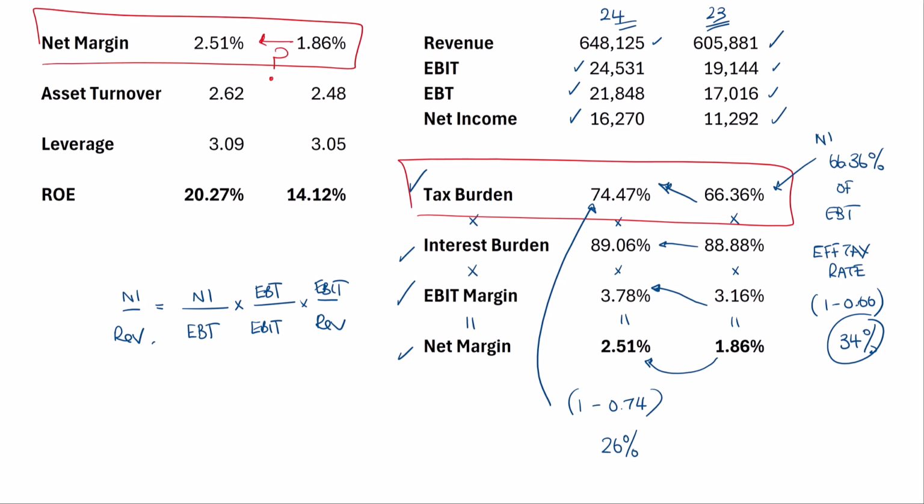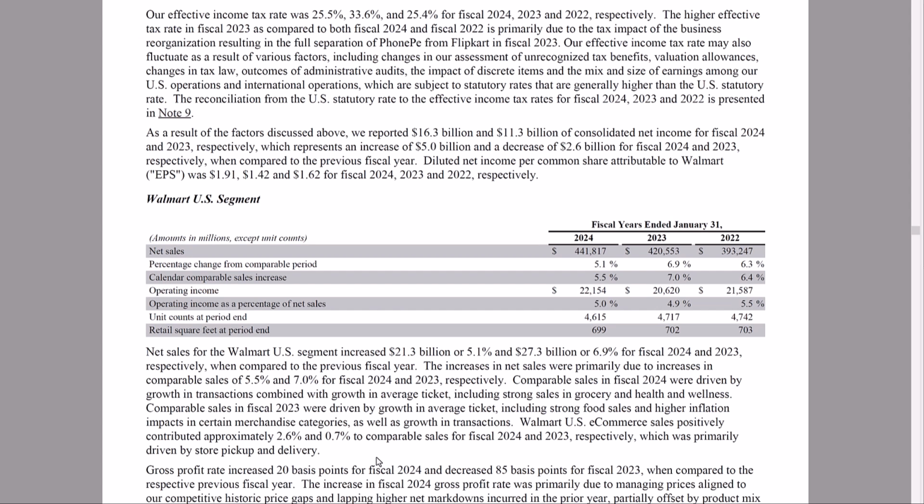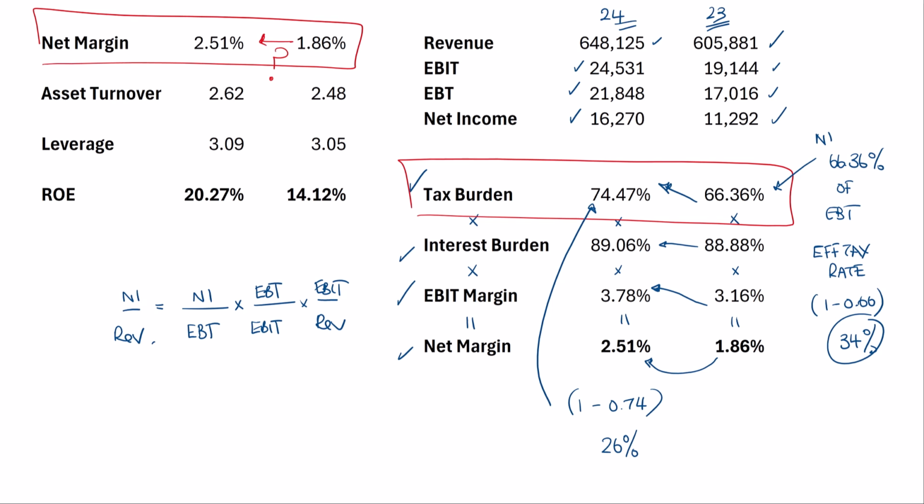Now, as it happens, it's not that exciting. Back to the notes again, and it is perfectly explained. Look at this first paragraph. Our effective income tax rate was 25.5, 33.6, as we've seen, and 25.4 for 24, 23, and 22. The higher effective rate in 23 is primarily due to the tax impact of a business reorganization. So it was actually last year that was the anomaly. This leap actually isn't that exciting.